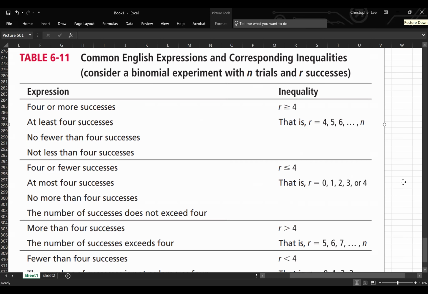All right. If I say more than 4 successes, I mean the numbers that are bigger than 4, right? If I say the number of successes exceeds 4, the number is bigger than 4. So R is greater than 4. So now I'm talking about 5, 6, 7 to infinity.